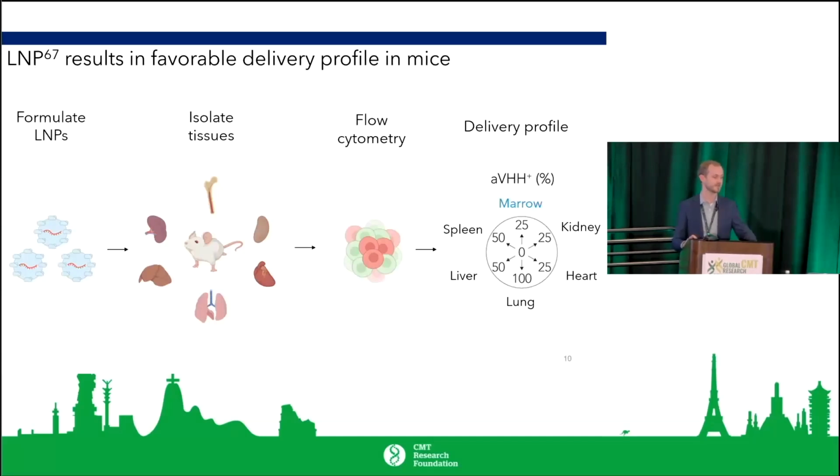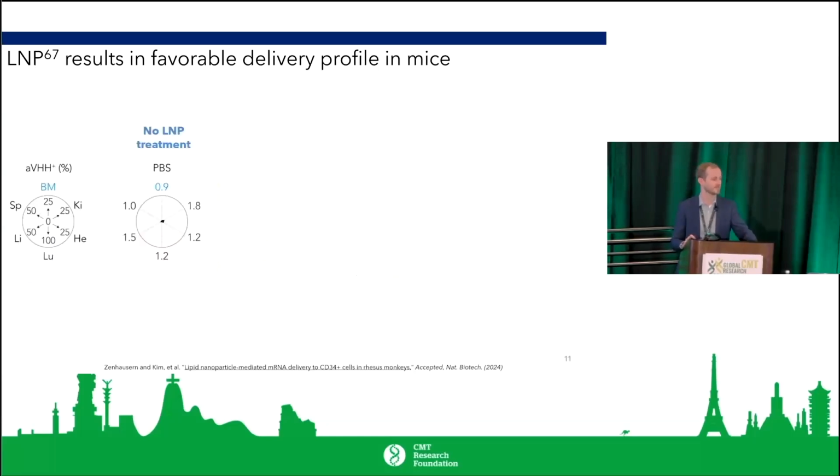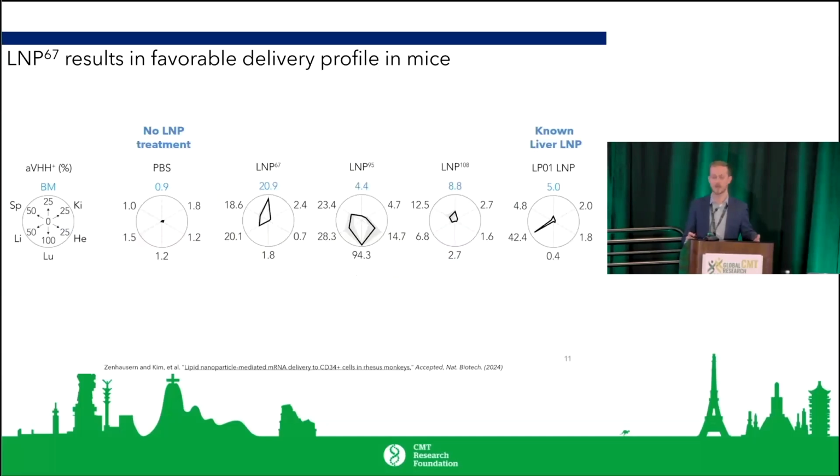I'll show you the 3 lead candidates we identified. What you're going to see are these radar plots, which essentially show the amount of delivery in the different cell types across the different organs as different points around the circle. Here's what it looks like when we have our untreated group. Here's what it looks like when we add a liver-specific LNP. And then here's what it looks like when we have our 3 lead candidates. Essentially what we're seeing here is that we're able to target bone marrow cells with one of our formulations, and we're able to see an on to off target ratio that approximates 1-to-1 between our bone marrow cells and our liver.